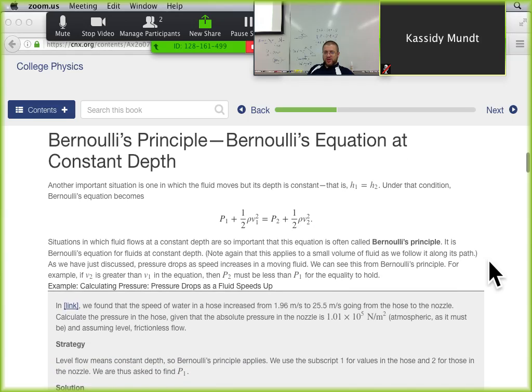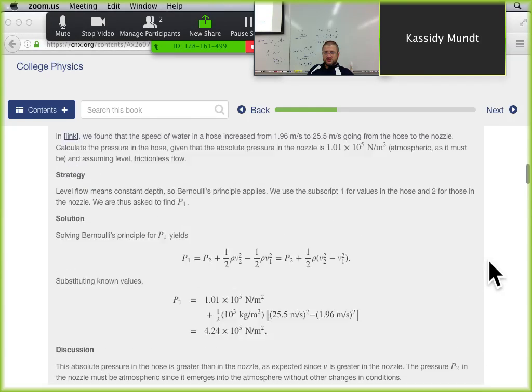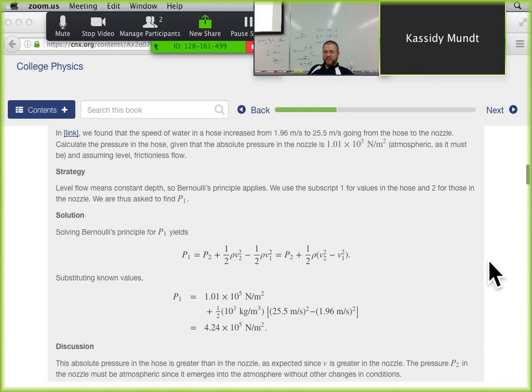Bernoulli's principle. Oh, well, let's do this problem real quick. So, using Bernoulli's principle, we're going to calculate something. We found that the speed of water in a hose increases from 1.96 to 25.5 in the last example, in the hose and the nozzle. But we're going to calculate the pressure in the hose, given that the absolute pressure at the nozzle is 1.01 times 10 to the 5th newton per meter squared.